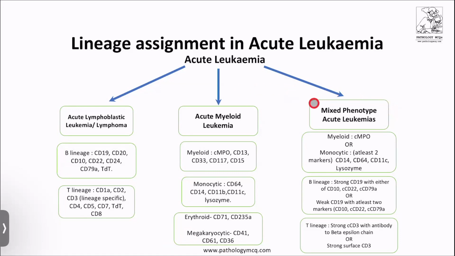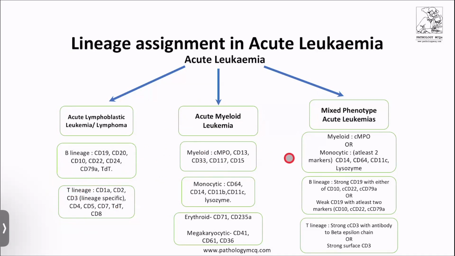Moving on to the mixed phenotypic leukemias. So when do we say that it is a mixed phenotypic leukemia, or MPAL? We call it MPAL when we see that the same blast is showing expression of more than one lineage. So what do I mean by more than one lineage? It can show expression of B along with myeloid expression, or it can show T along with myeloid expression, and so on.